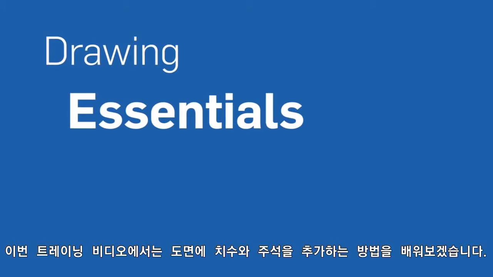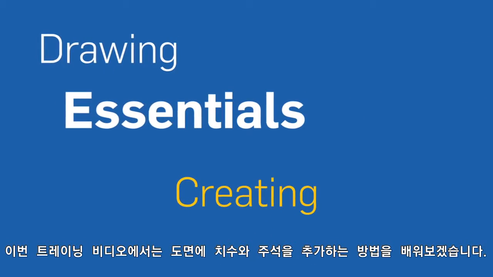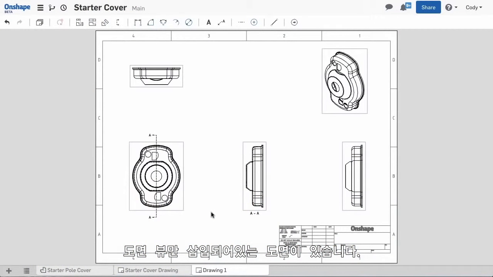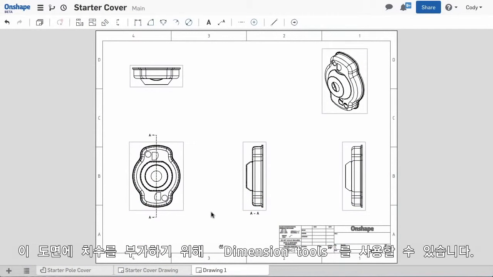In this training video, we're going to discuss adding dimensions and other annotations to our drawings. Here we have a drawing with views, but little else. To dimension this drawing, we can use Onshape's dimension tools.